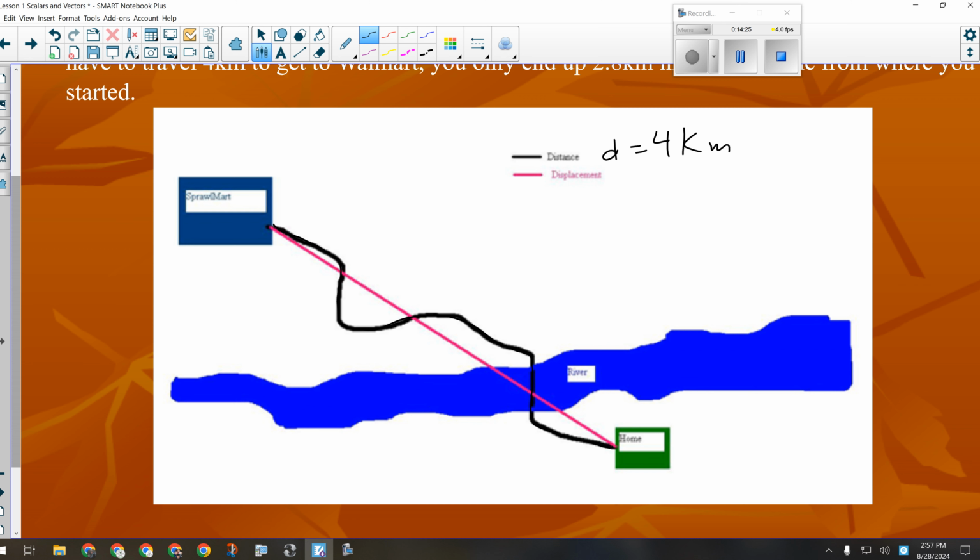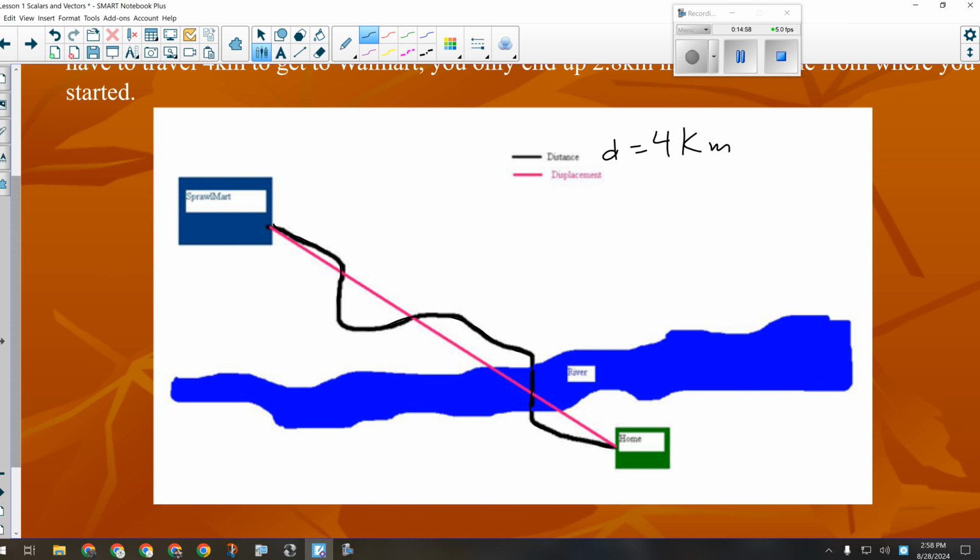Okay, is that how far Walmart is from my house? Walmart's a lot closer than that, but I can't go that way. Okay? I have to travel 4 kilometers distance in order to get there. Okay? Even though when I get there, my displacement, that is my change in position between my house and Walmart, will be a smaller number because displacement is always the straight line. Right? And as we all know from like grade 4 geometry, a straight line is the shortest route between 2 points. Okay?